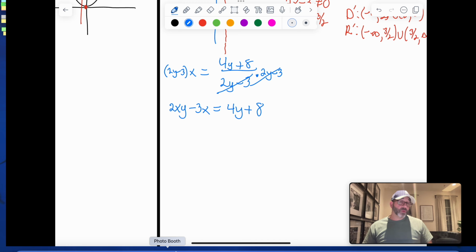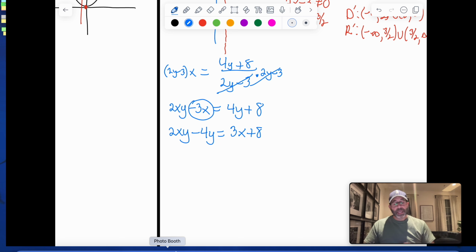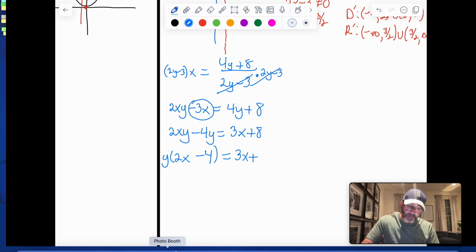Now, if we're trying to solve for y, the issue we have is that there's 2 y's in this problem. So let's get those 2 y's together on one side. So we have 2xy minus 4y if I move the 4y over. And I'm going to take that 3x and move it over to the other side, and we're going to have 3x plus 8. I'm going to go ahead and factor out a y. The reason we do that is because I just turned 2 of those y's into now there's only 1 y in the problem. And if I divide both sides by that 2x minus 4, we have (3x plus 8) over (2x minus 4).